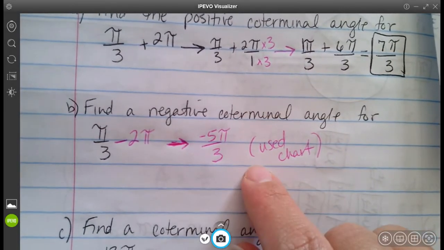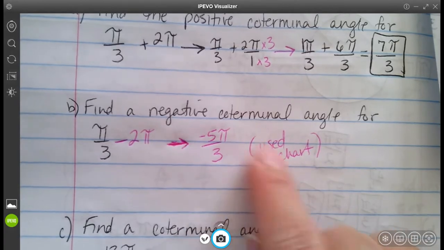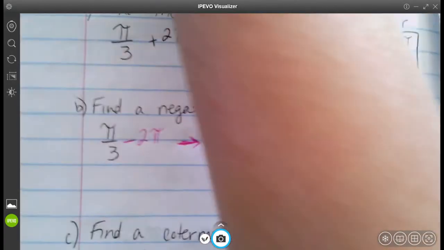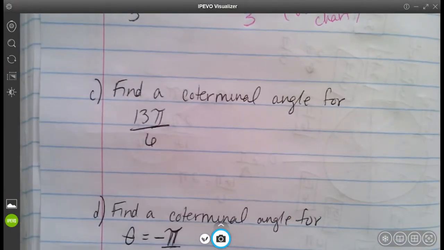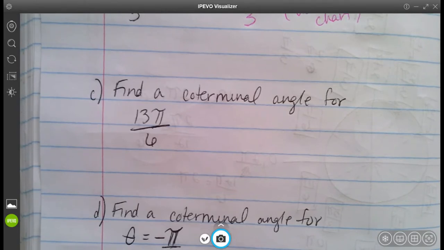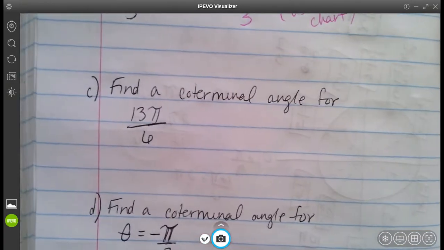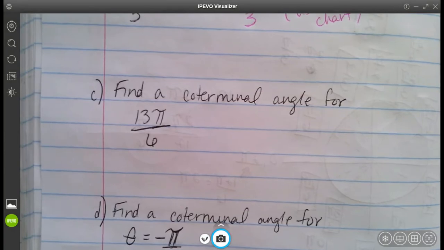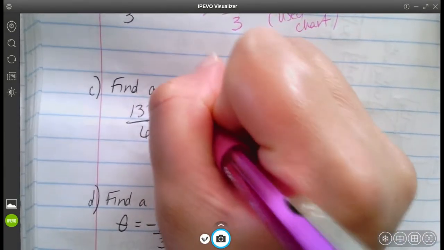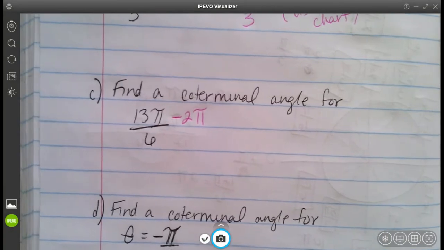Okay, remember, same position, same initial side, same terminal side, revolutions away. Let's look at the next one. For this one, let's go ahead and show some work. Find a coterminal angle for 13 pi over 6. Now, 13 pi over 6 is going to be bigger than a revolution because 12 pi over 6 is 2 pi. So this one went around and some. I think I'm going to subtract for this one. It doesn't specify, so I'm going to subtract just so I can show you a subtraction problem.